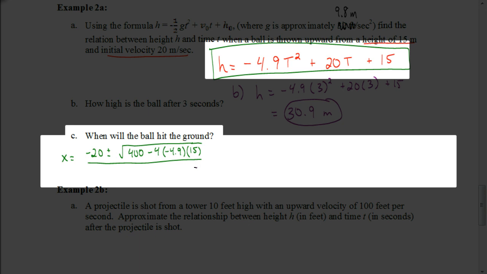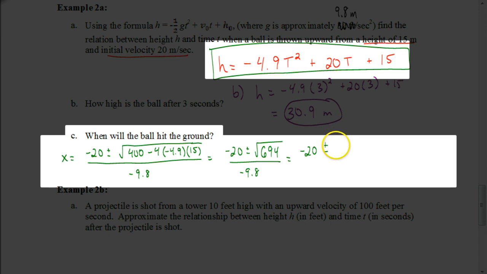Remember, it's going to be everything divided by 2 times a. A is negative 4.9, so we'd have negative 9.8. So now I'm going to just simplify what's under the square root. On my calculator, if I take 400 minus 4 times negative 4.9 times 15, I get 694 as my answer. If I take the square root of that, I'd end up with 26.34.